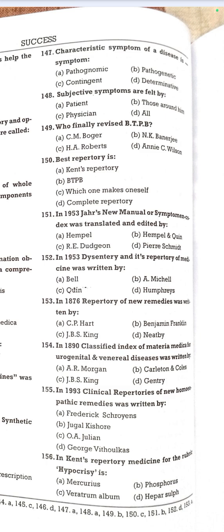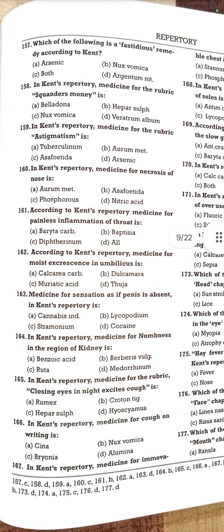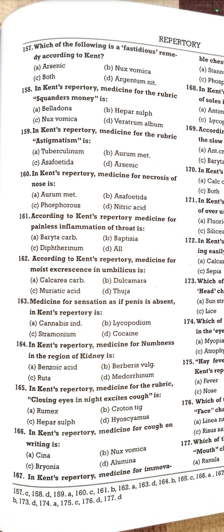156. In Kent's repertory, medicine for the rubric hypocrisy is phosphorus. 157. Which of the following is a fastidious remedy according to Kent? So the answer is arsenic and nux vomica, both are fastidious. 158. In Kent's repertory, medicine for the rubric squanders money is veratrum album.